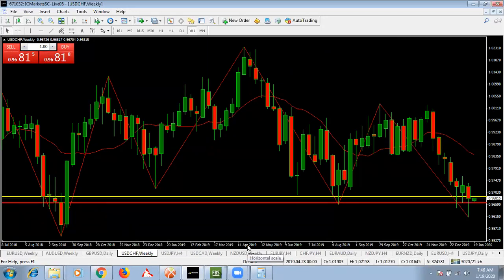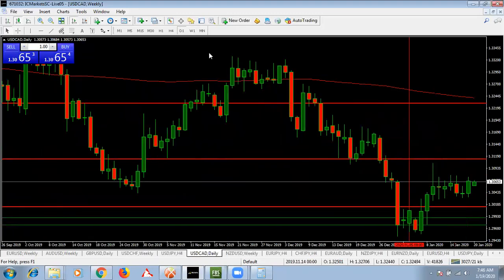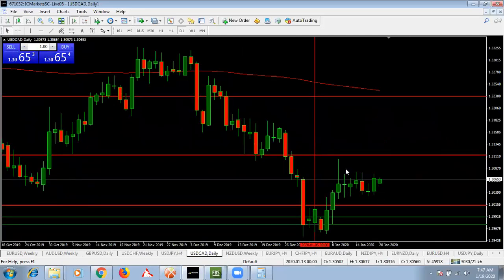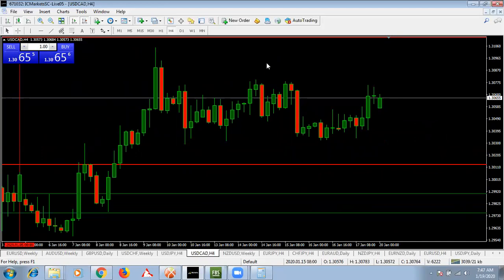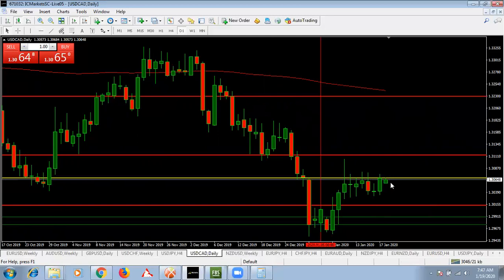Okay, so let's look at another pair. Let's look at USD CAD using the weekly time frame. The market is actually bullish at the moment. We still have more bulls in the market. Looking at the weekly and the daily time frame, everything still looks bullish. So I'm considering entering this market when it closes above this level. My entry point will be somewhere around this area. Above this level, I'll consider buying the pair.